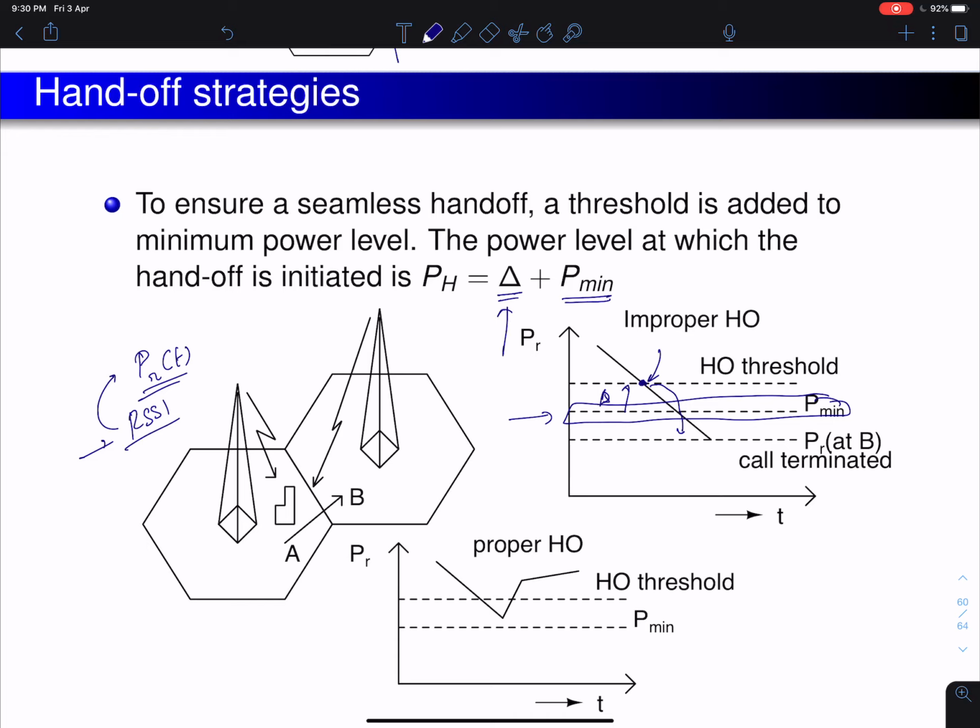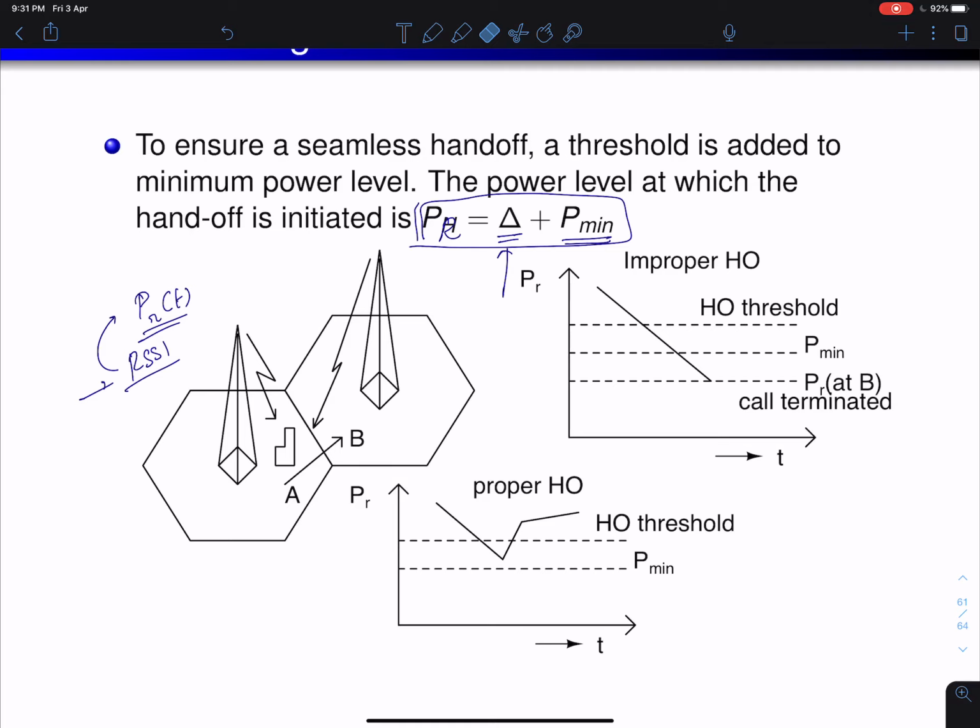Now, we'll come to the problems. Let's say I don't initiate the handoff at the handoff threshold, or I'm waiting. If the device is moving much faster, suddenly the power can decay much faster and go even lower than Pmin, and I might have call termination at this point. So that's the problem we have to avoid. Again, if the call is terminated, the user has to make the call again.